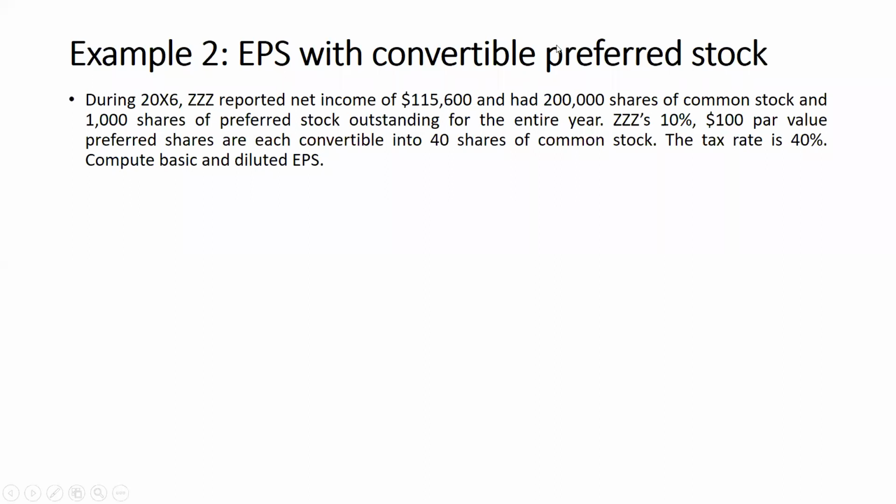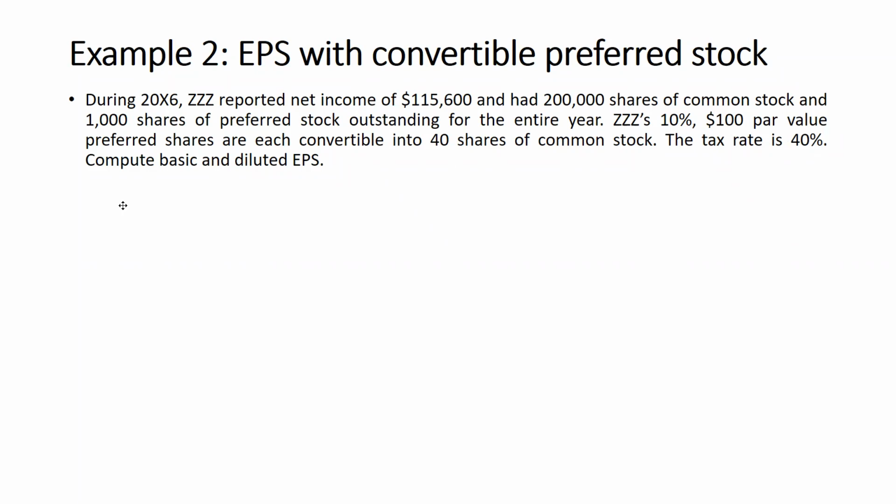Now, let's read. During 2006, Triple Z reported net income, and 200,000 shares of common stock and 1,000 shares of preferred stock outstanding for the entire year. Triple Z 10%, $100 par value preferred shares are each convertible into 40 shares of common stock. So each preferred stock is convertible to 40 shares. The tax rate is 40%. Compute the basic and diluted EPS.